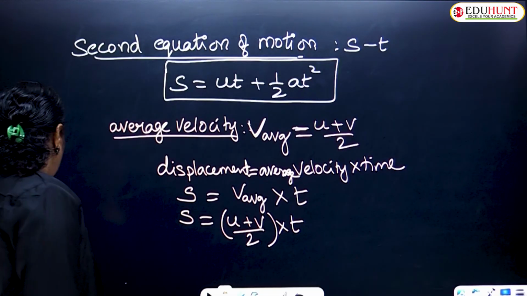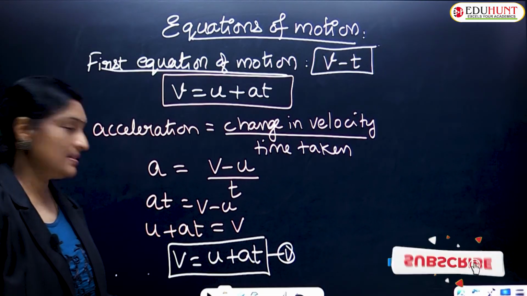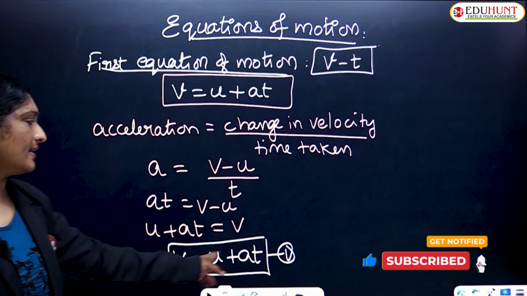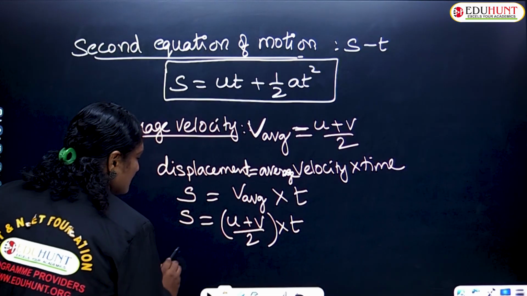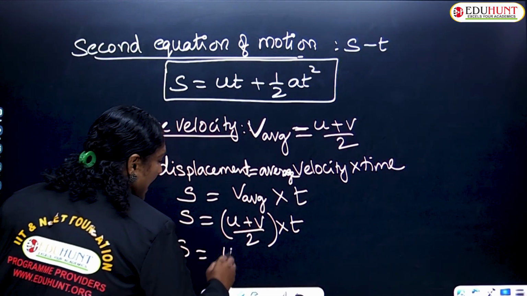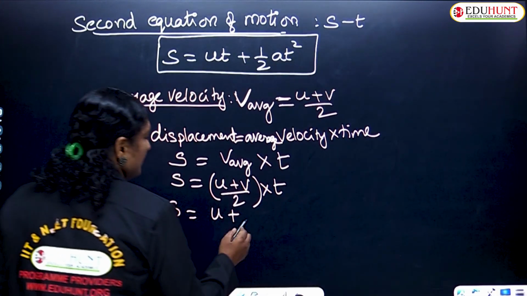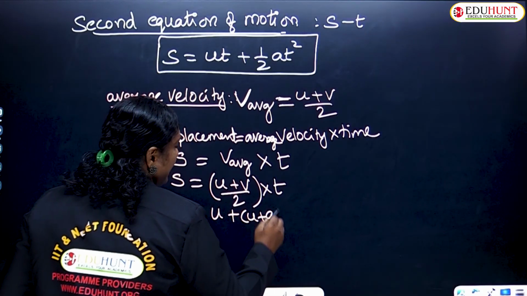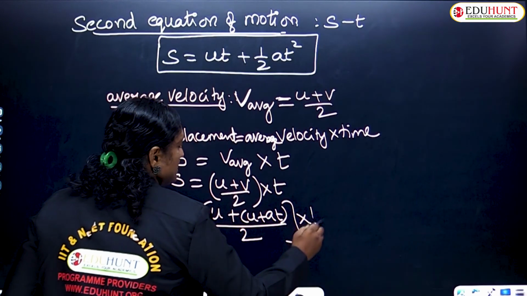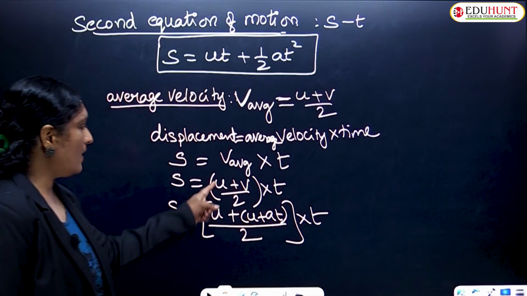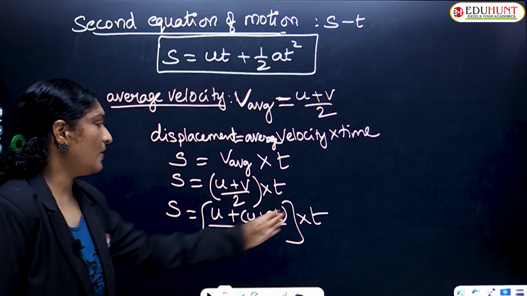Now moving back, in the previous case I told you that v can be written as u plus at. Wherever I find v, I can replace it with u plus at. So let us substitute the same. Then S is equal to u as it is, plus, instead of v, I replace with u plus at, whole upon 2, into time.